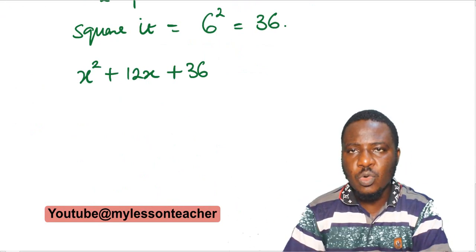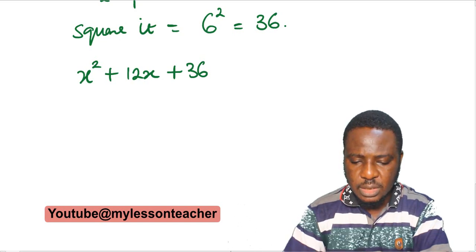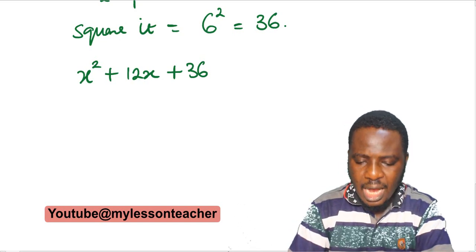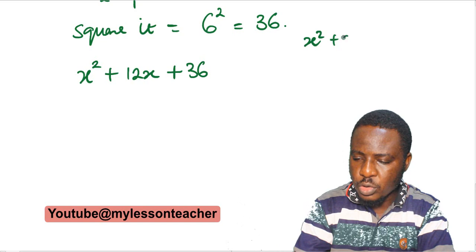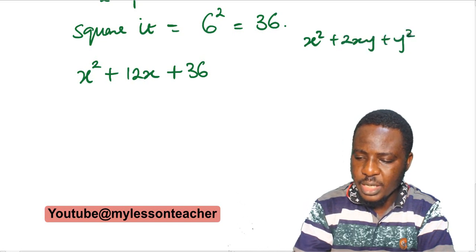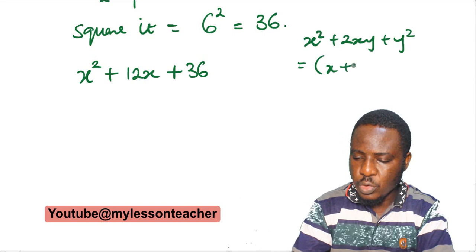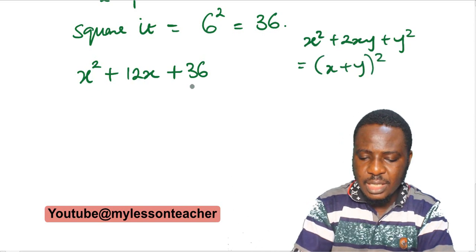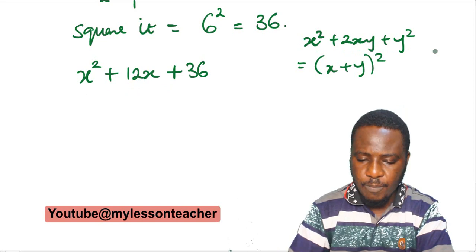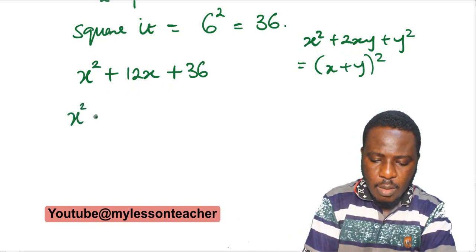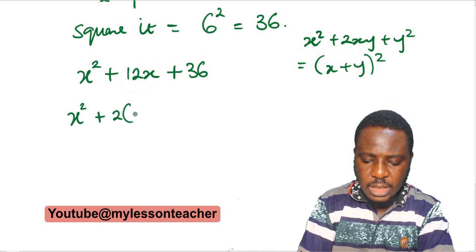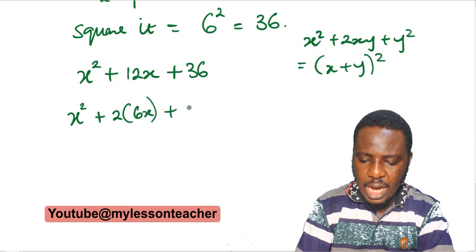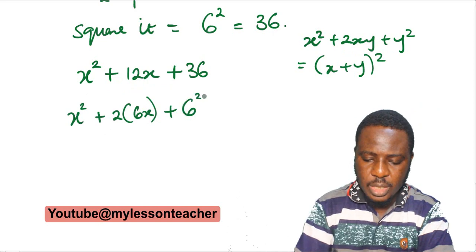But the question says we should go ahead and do what? Factorize it. So since we have gotten this, how do we factorize it? Remember, I said once it can be expressed in the form x squared plus 2xy plus y squared, then this can be factorized to be x plus y all squared. So I'm going to express this expression in this form. This becomes x squared plus, what do I do to the middle term? Divide the middle term by 2. This becomes 2 into bracket 6x plus, express this in index form, this becomes 6 squared.